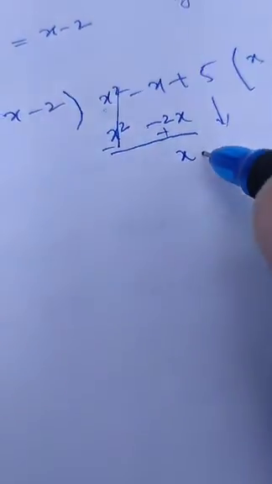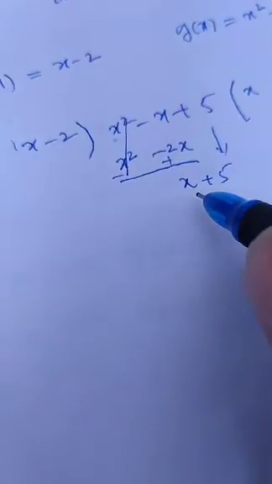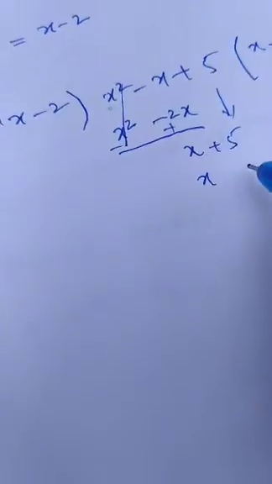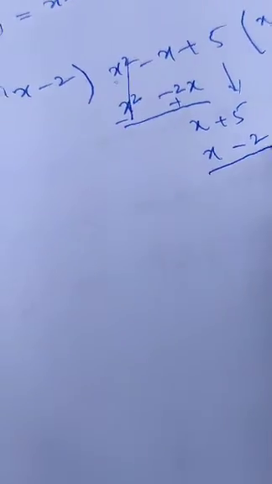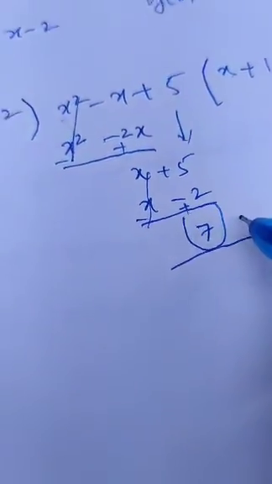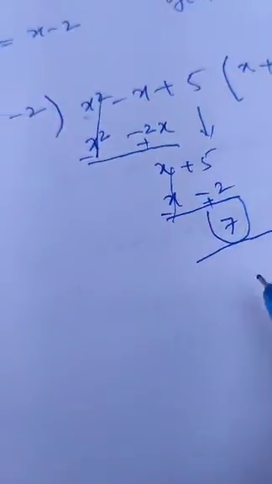Now take the next term, x plus 5. Observe the first term here, x, and here also x, so we multiply 1 time. 1 into x, and 1 into minus 2 is minus 2. By subtracting, x cancels, and 5 plus 2 is 7. Stop the process. Why? Because this is a constant polynomial whose degree is 0 and the divisor polynomial's degree is 1. So the remainder polynomial's degree is less than the divisor's, and you can stop the procedure.